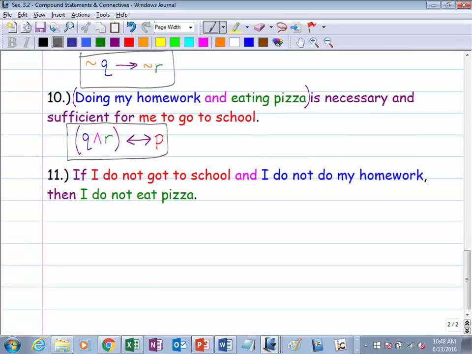So if I do not go to school and I do not do my homework, then I do not eat pizza. So that would be, so I don't go to school, that would be tilde P, and I don't do my homework, so that would be tilde Q. So if both of those things are true, then I don't eat pizza. And also the comma can kind of clue you in to the fact that you need to put parentheses around that first part. So then I do not eat pizza, that would be tilde R.